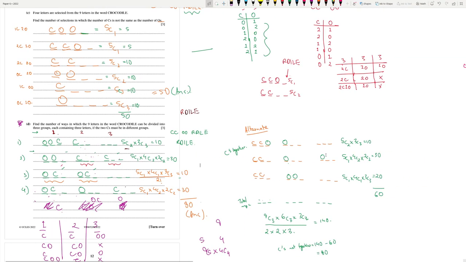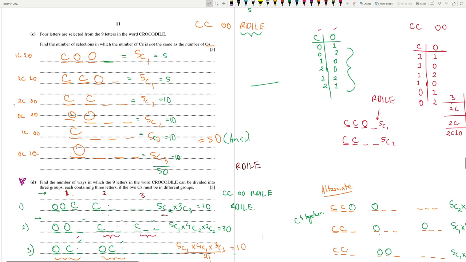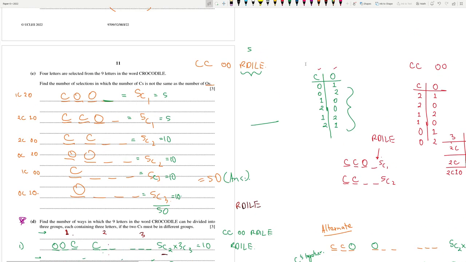Okay, yeah, so find the number of selections in which the number of C's is not the same as the number of O's. Fine. So for this type of sum, you also need to make a table. We are making a selection of 4 letters. Okay. As you can see, we have 4 letters over here.